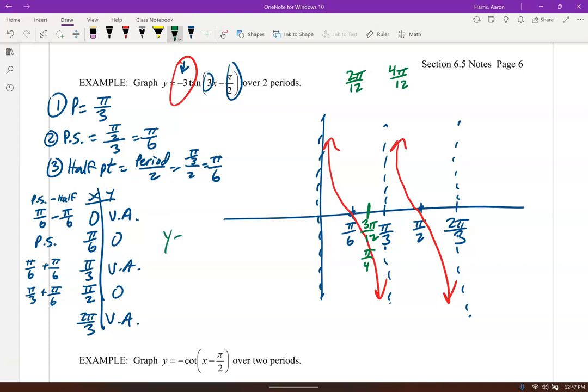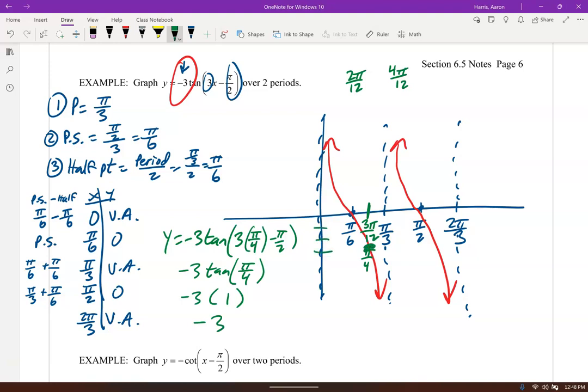So I got y equals negative 3 tangent of 3 times 3 pi/12, or pi/4, minus pi/2. So we got 3 pi/4 minus 2 pi/4, which is pi/4. I know the tangent of pi/4 is 1, and that gives me the negative 3. That's that point, pi/4, comma negative 3. Again, that's just a middle point if you want to make sure that you have that graph going the right direction on the tangent.